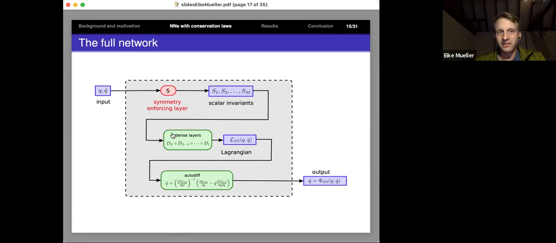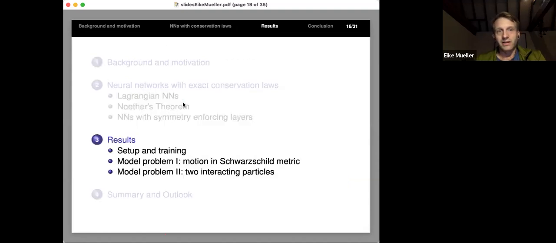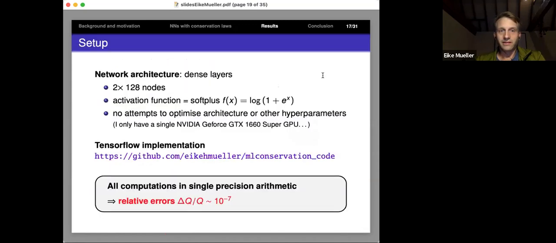Okay. So this is the network again. I construct the invariants, pipe them through my dense layer, so I get the Lagrangian, and then I take derivatives, which is done by TensorFlow, and I get my output. And that's really it. The only thing I did is add this additional symmetry enforcing layer. Okay, so let's have a look at some results.